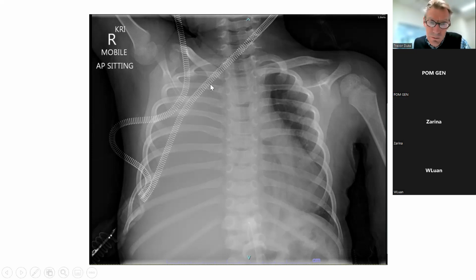Now, Benji, in terms of thinking about whether this could be a fluid or a mass, can you make any suggestions on top of that? At this point, I don't think I'll be able to tell on an AP view. Probably if we did a lateral. Yeah, I agree with that. I think that it could be either.